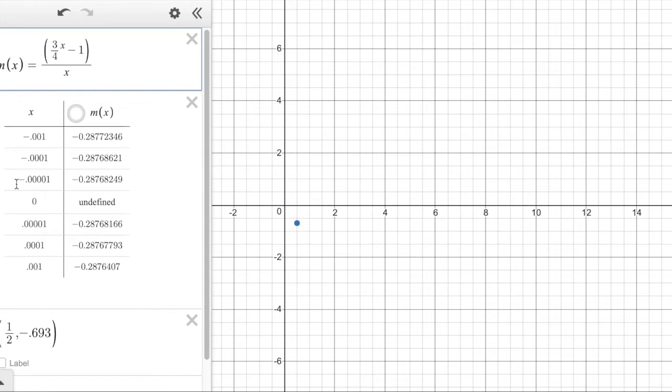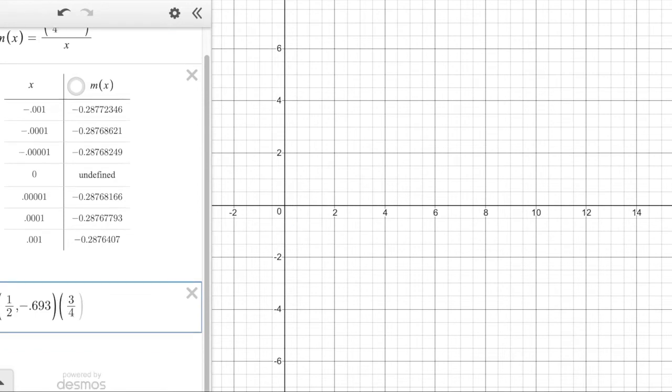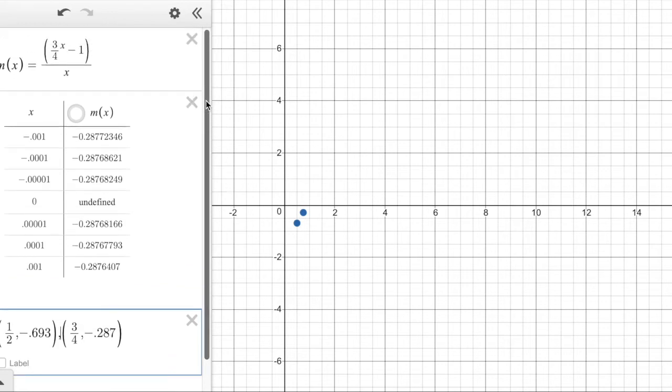And so my new table populated. When b is 3/4, it looks to me like if I look here, I agree to 3 decimal points to negative 0.287. So we'll put that point on. Oh, I've got to put a comma between them. Desmos is so picky. Okay, so there's our first 2 points. Now let's get a little bit bigger than 3/4.